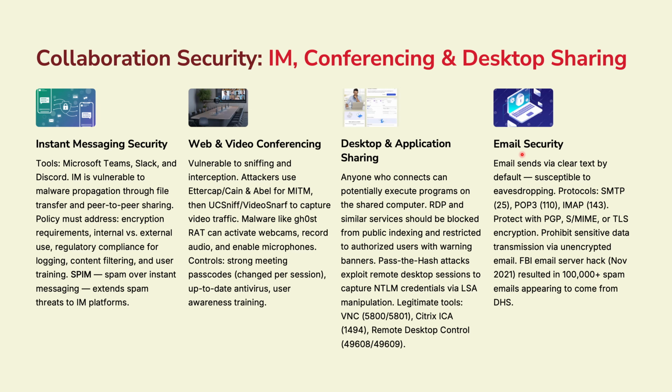Now, let me tell you a real story. Back in 2021, the FBI email server compromise happened in November of 2021, resulting in over 100,000 spoofed emails appearing to originate from DHS. This story demonstrates that even government email infrastructure can be compromised.